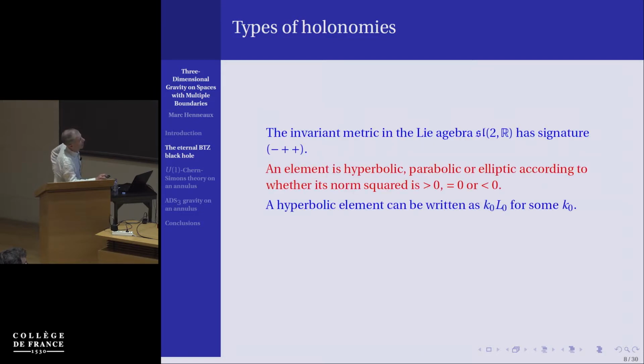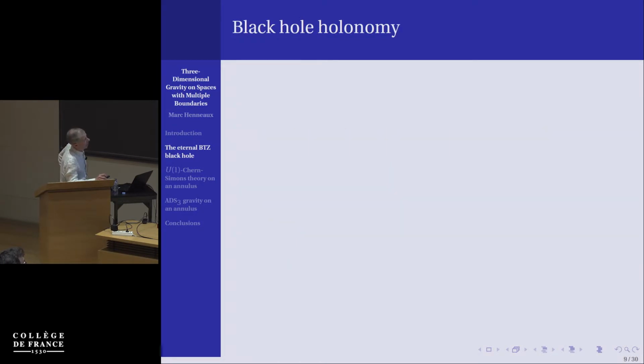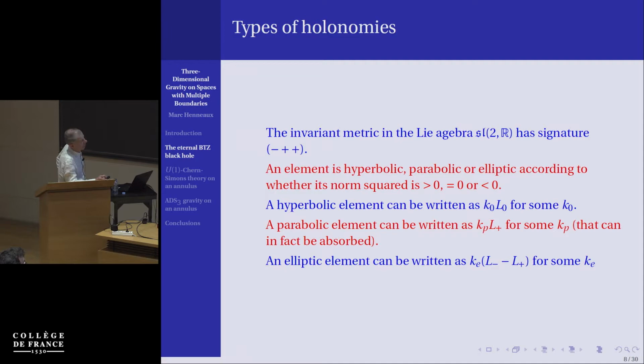And then the compact subalgebra would be generated by L minus minus L plus. So this generates SO2, the SO2 subgroup, and an elliptic element can be conjugated to a multiple of L minus minus L plus.